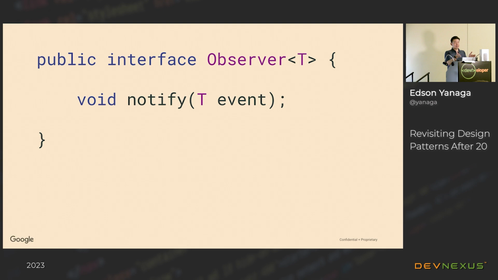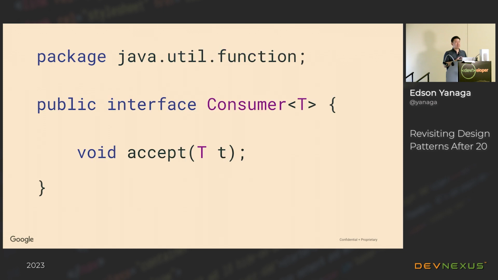So if you're implementing the observer in 2023 after Java 20, instead of creating an interface, public interface Observer of type T, and void notify receiving that particular type T in this event, you should what? Well, reuse an existing interface. And we have the same interface in the JDK, which is Consumer. Consumer of type T, which accepts an argument of type T. Well, this is the observer part.